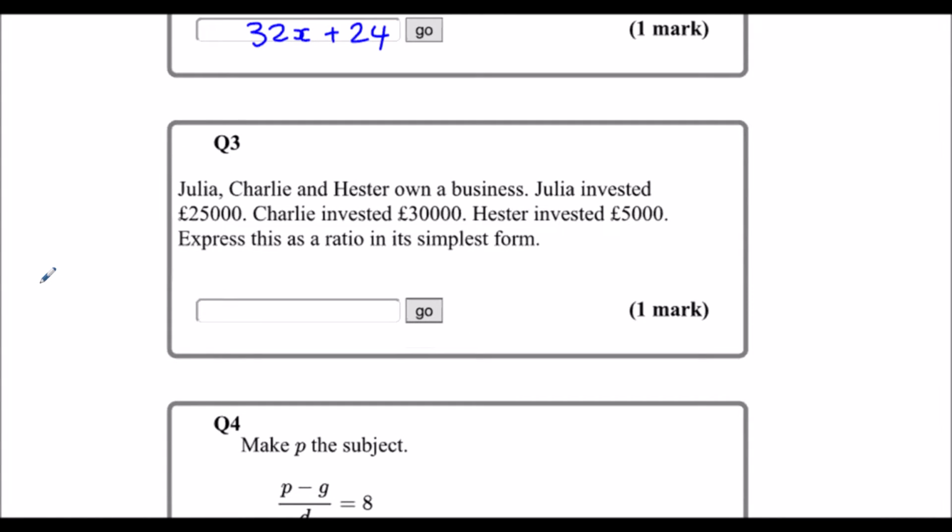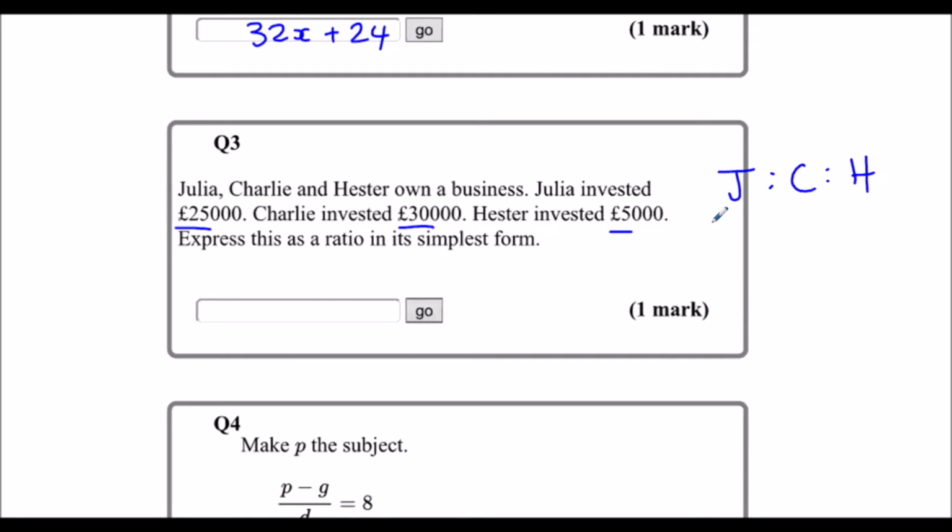Question 3. Julia, Charlie and Hester own a business. Julia invested 25,000. Charlie invested 30,000 and Hester invested 5,000. Express this as a ratio in its simplest form. So it's Julia, Charlie and Hester. So Julia, Charlie, Hester.